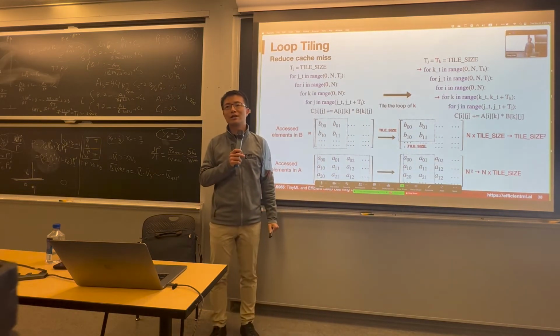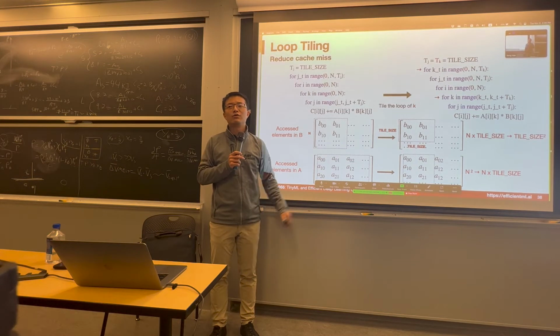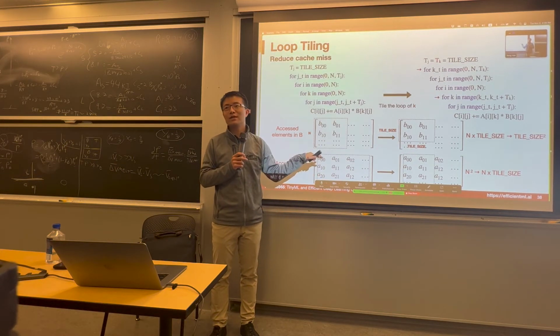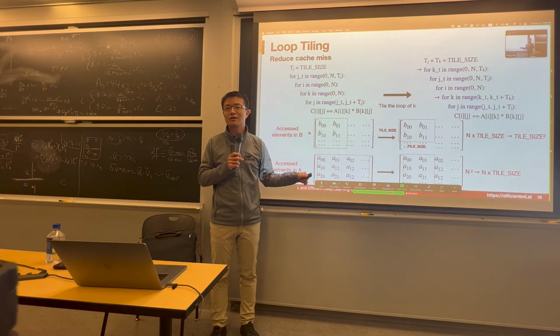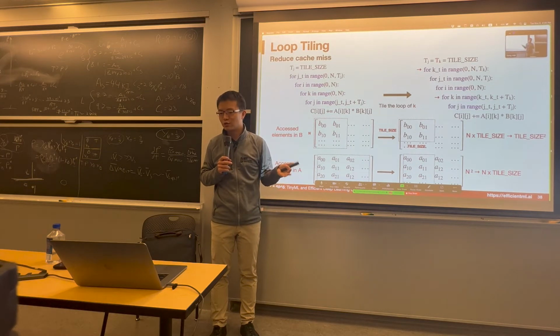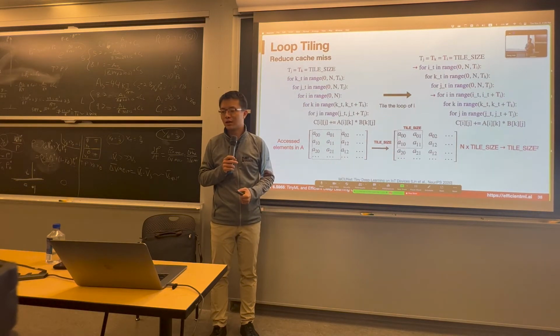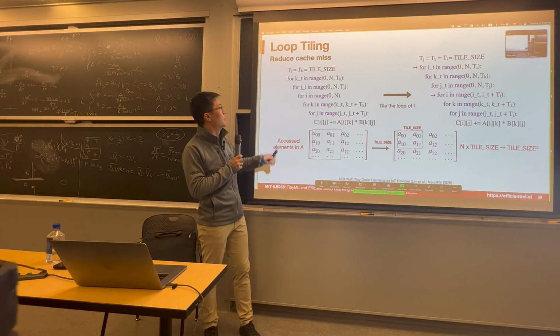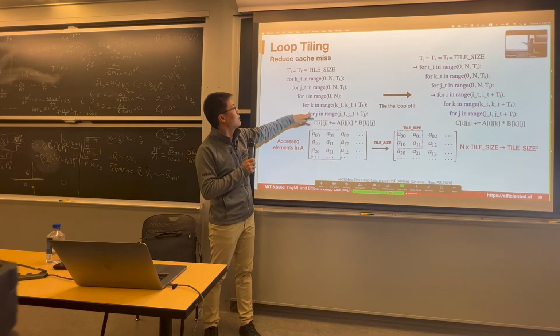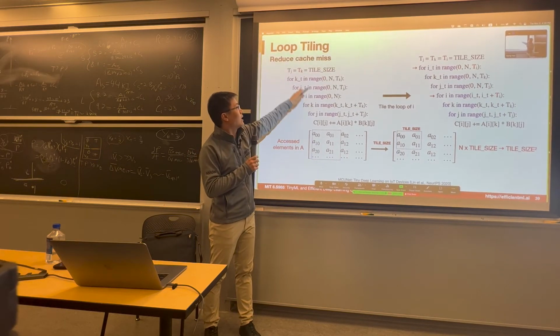So what's the solution here? If we want to fit both A and B in the cache, we need to do another tiling. So previously we tiled J, and we tiled K.